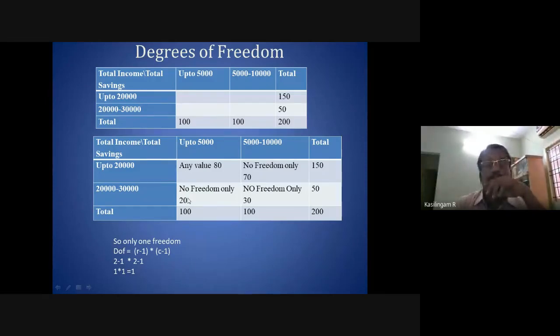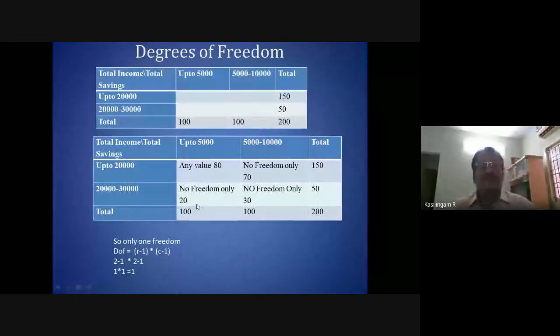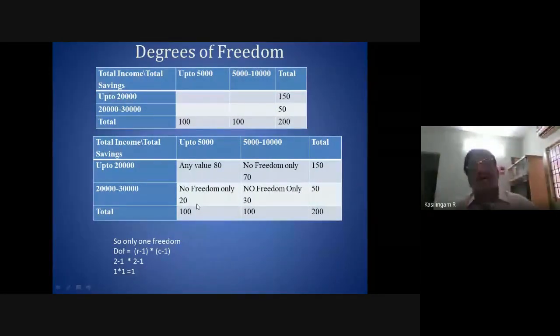Now, let us come here. Already I have put 80 here. Now, here, I do not have any freedom. I have to put only 20. So, no freedom. I put 20 because total is 100. So, here also, I do not have any freedom. I have to put only 30. So, out of these 4 cells, I have only one freedom here. So, my freedom is only 1. Which means, to what extent do I have freedom? Degrees of freedom. I have only 1.